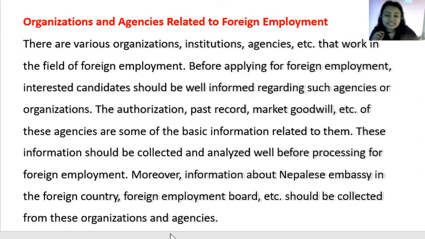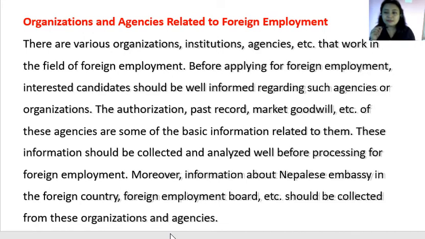So in this case, what we can do is seek the legal registration of the company, whether that company is legally registered or not, whether it has the authorization or not. That sort of thing we need to know before applying for foreign employment through manpower companies. If you are applying directly, then you just need to know about the foreign company, whether that company is relevant to your skills or not.